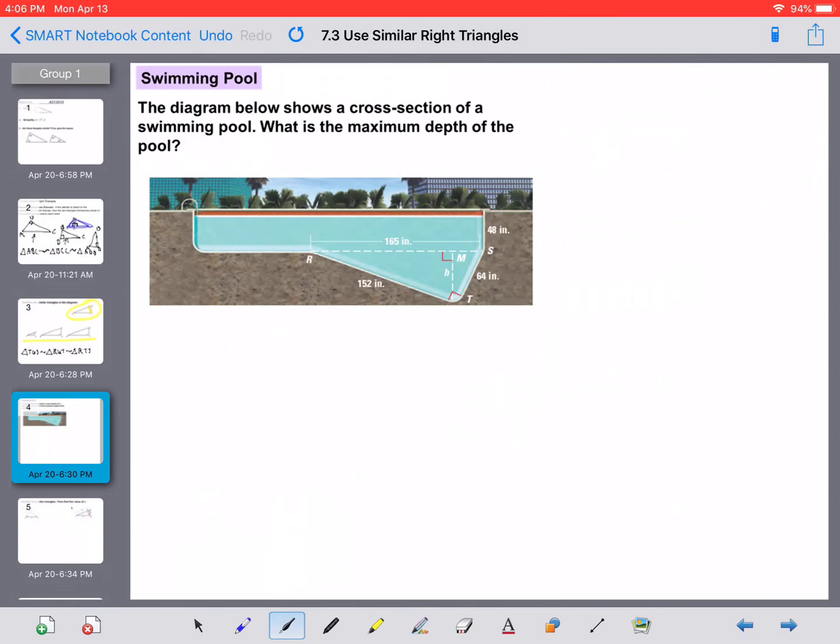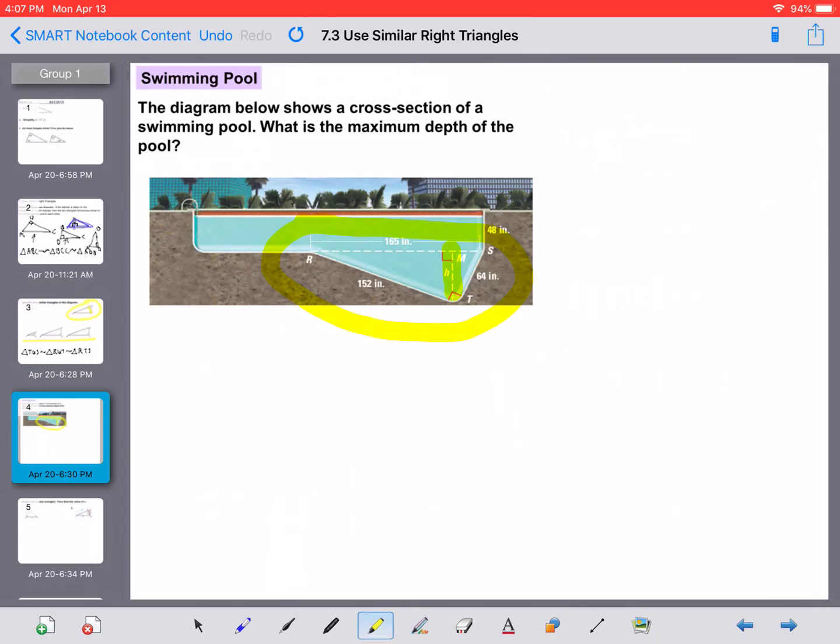Here's an example of a problem you will come across in geometry. This gives us a diagram of a swimming pool. It asks what the maximum depth of the pool is. At the bottom part, you can see they have a big triangle that they drew an altitude in. Right where the right angle is, that's where the maximum depth of the pool will be. So we need to find the height of that altitude to find the maximum depth. When they drew that altitude, that gives us again three similar triangles.